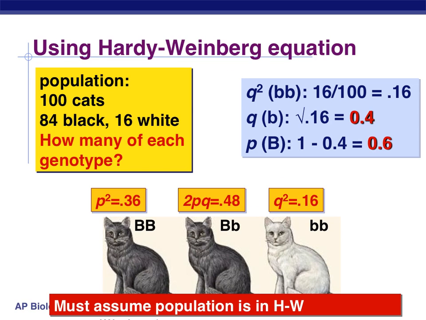So let's look at an example. We have a population of 100 cats. We have 84 that are black and 16 that are white. How many of each genotype will we have?